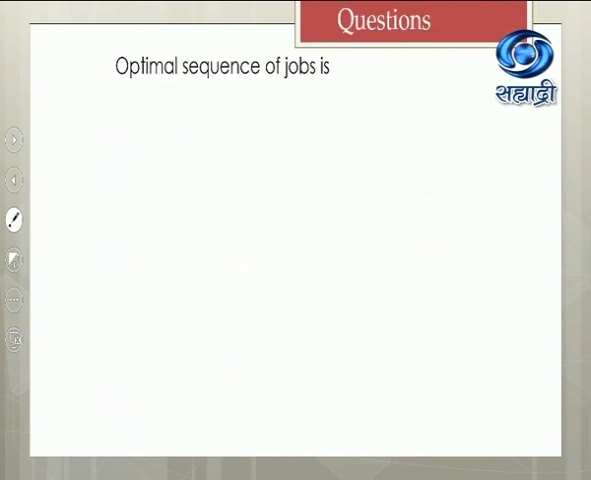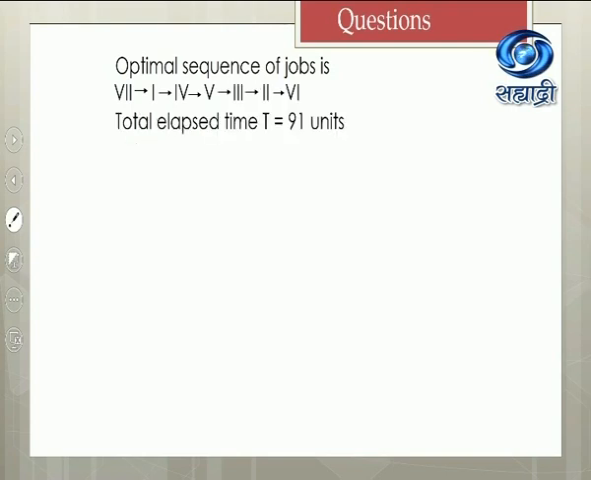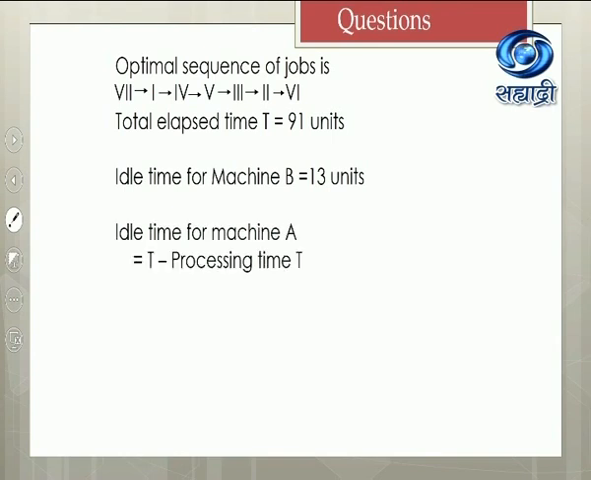Okay. Now we will calculate the idle times. The optimal sequence over here was 7, 1, 4, 5, 3, 2, 6. Total elapsed time is 91 units. So idle time for machine B is 13 units. And idle time for machine A is T minus the processing time for A, which is 91 minus 86, that is 5 units. As minutes or days or hours was not given, you will just write it as units.